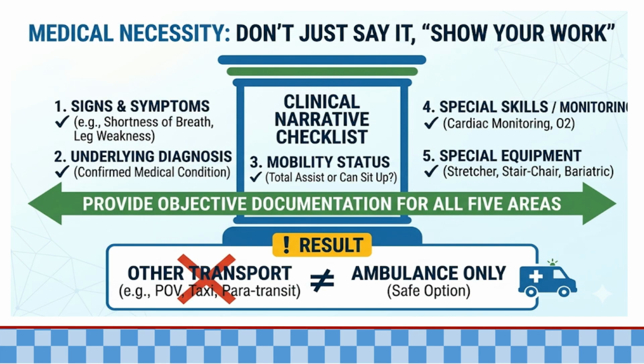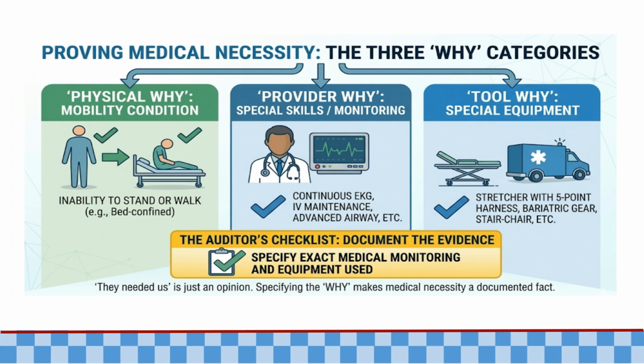To prove medical necessity, provide objective documentation for 5 areas: signs and symptoms, underlying diagnosis, mobility status, special skills or monitoring, and special equipment. Documenting all 5 justifies why an ambulance was the only safe option. Proving medical necessity involves the 3 why categories: physical why for mobility, provider why for special skills like monitoring, and tool why for special equipment like a stretcher. Specify the exact medical monitoring and equipment used to document necessity.